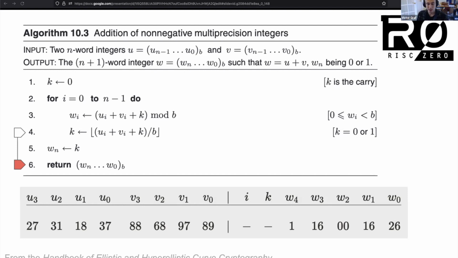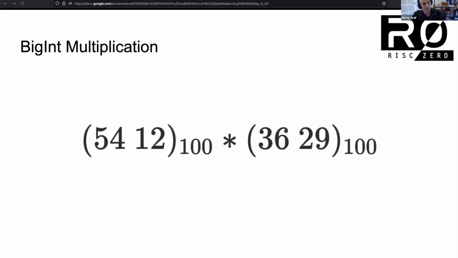You need somewhere to put the carry. And this growth will become important later on. So, you know, the other important algorithm to talk about is multiplication.